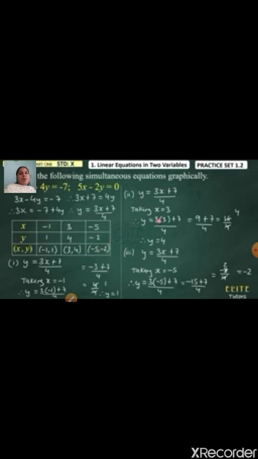Now enough of positive values. As I go ahead, I have to take bigger numbers. So I am taking one negative value. Suppose I take minus 5. So minus 5 into 3 will become minus 15 plus 7 upon 4, that is equal to minus 8 upon 4, that is minus 2. This way all the three values can be completed in the table.